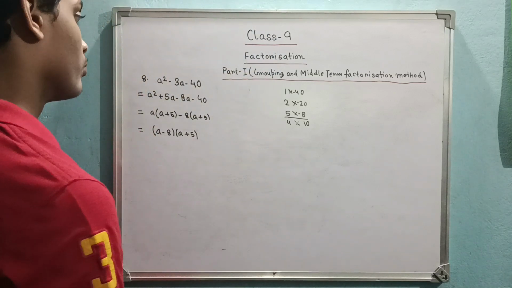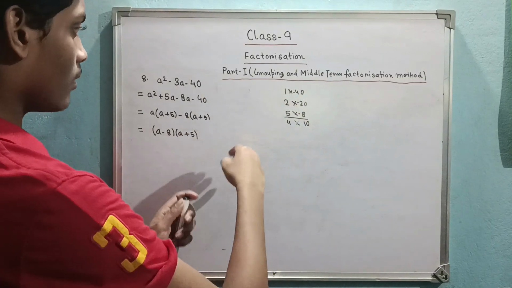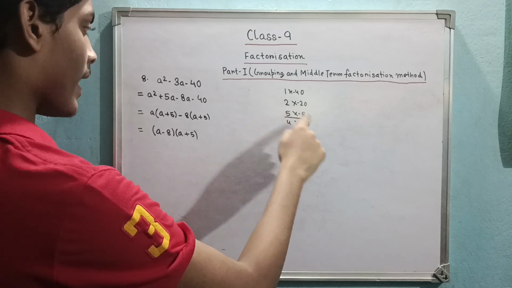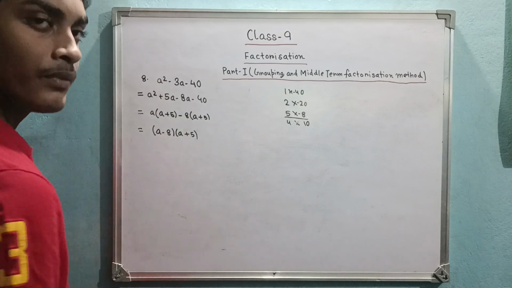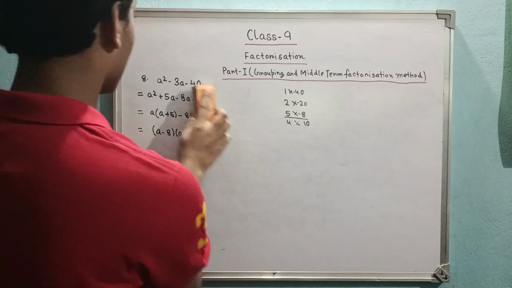So see, that's how you should do it. Check how the number can be made by multiplication of two numbers which, when added, become the middle term's coefficient, put that value here, then you will get the answer. Let's see a few more sums like this.